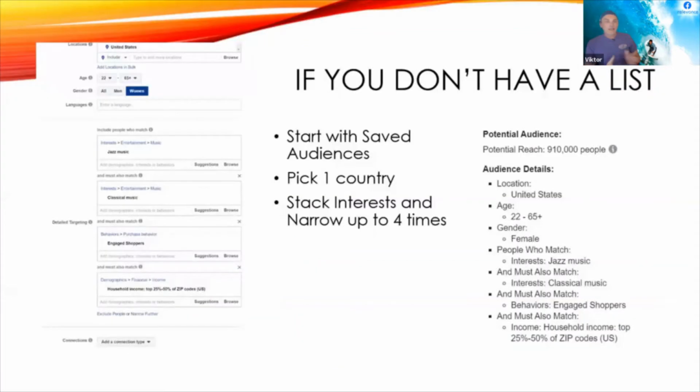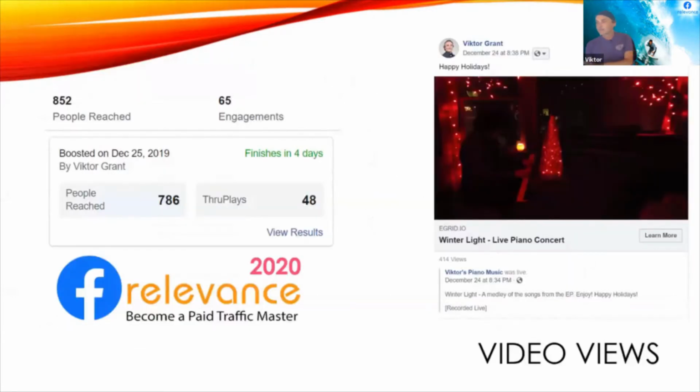So if you don't have a list, you want to start with saved audiences. Pick a country, stack interests, and narrow up to 4 times. For example, to run my ad, to get all of those people, I targeted the continent of Europe with jazz music, classical music, engaged shoppers, and household income top 25 to 50% of zip codes. Now, I just added that for something else. This is my current campaign that I'm running. But look at these numbers, okay?